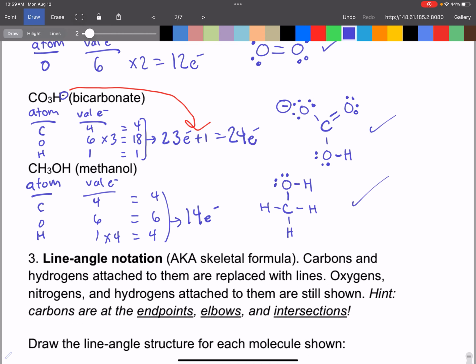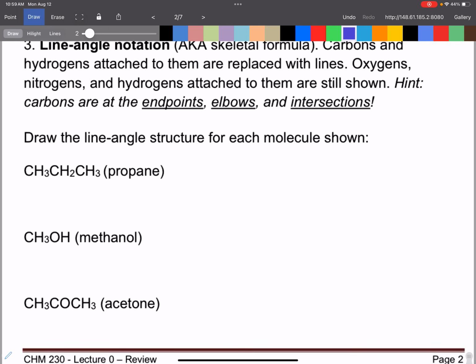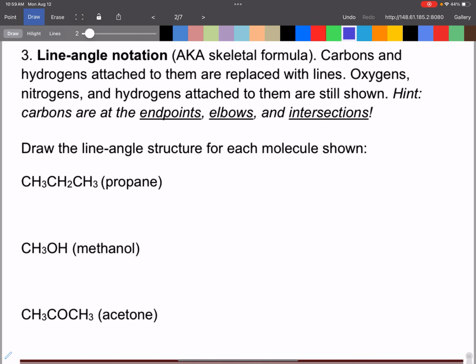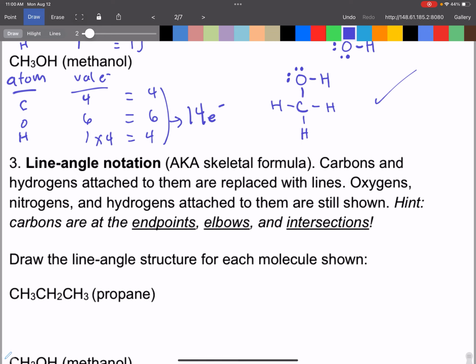Okay, the next one I want to show you is the line angle notation, sometimes called a skeletal formula. This is sort of the most simplistic of all. It's very easy to see. We use this a lot when we start getting into bigger molecules, because it gets challenging in organic chemistry and biochemistry to show these big old molecules as we would in a Lewis structure up here, with all those bonds drawn out and all the carbons and the hydrogens.